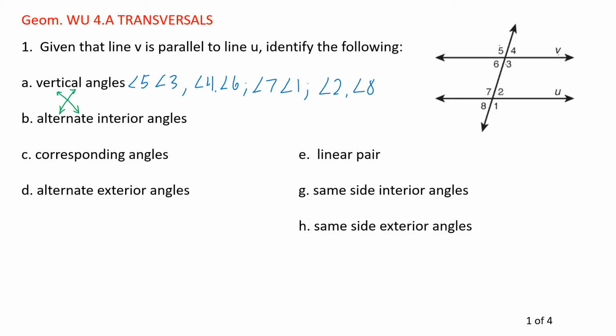Alternate interior angles means exactly what it says. Alternate means they are on opposite sides of the transversal. Interior means they are sandwiched between the parallel lines. 7 and 3, 6 and 2. Alternate interior angles, 7 and 3, and the other pair, 6 and 2. Those angles are congruent.